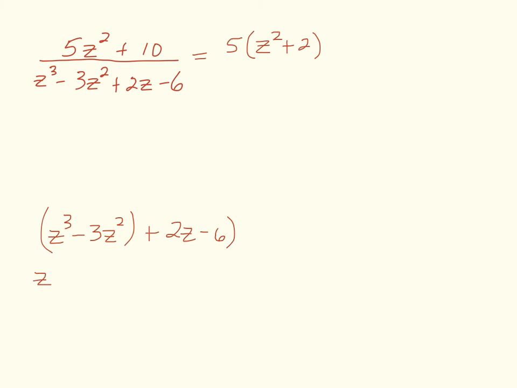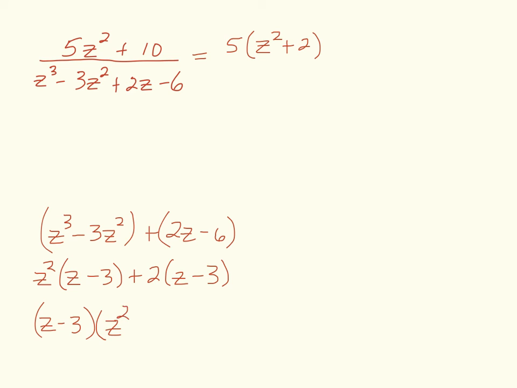I'm going to factor out a z squared. That leaves me a z minus 3. And I'm going to factor out a 2, and it leaves me a z minus 3. So we have z minus 3 times z squared plus 2. That's the denominator. Z minus 3 times z squared plus 2.